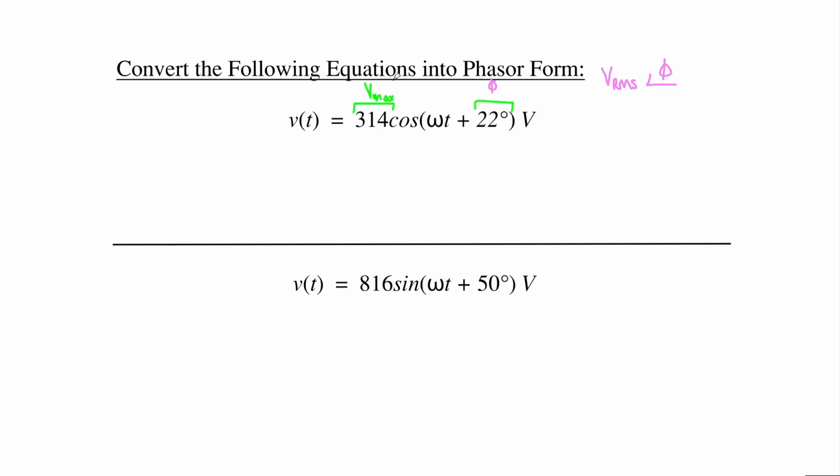Now, to convert from Vmax to VRMS is simply this Vmax divided by the square root of 2. This is equal to 314 divided by square root of 2, which is equal to 222. Now, this is our magnitude, and our angle is simply brought in from our sinusoidal function, 22 degrees.